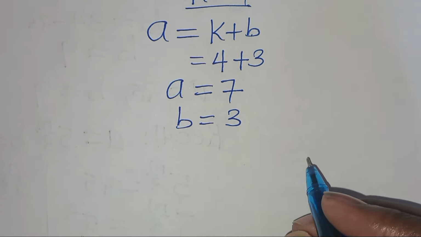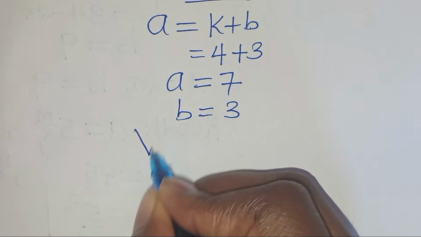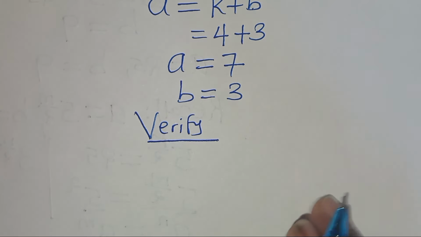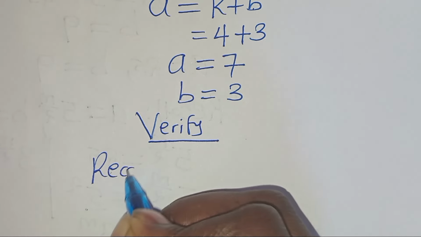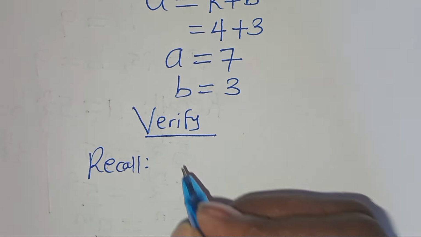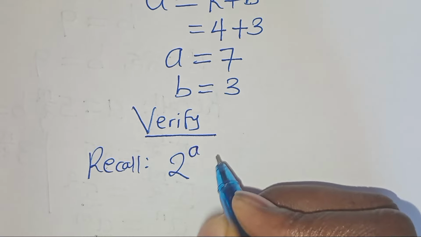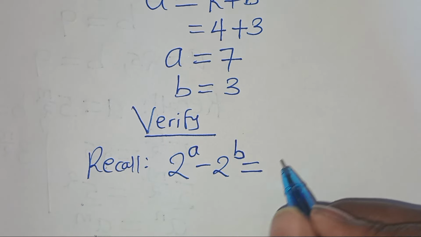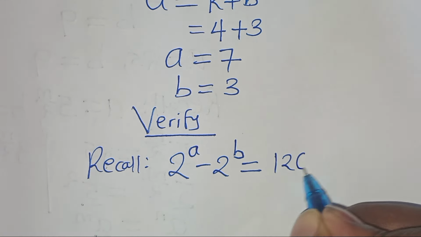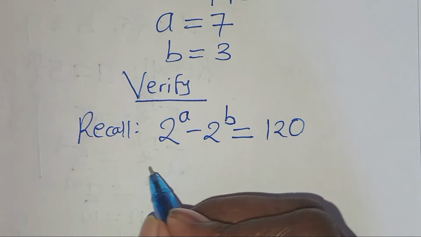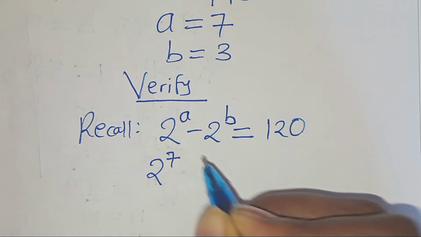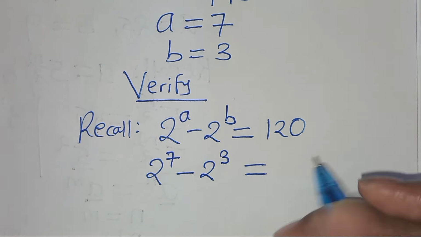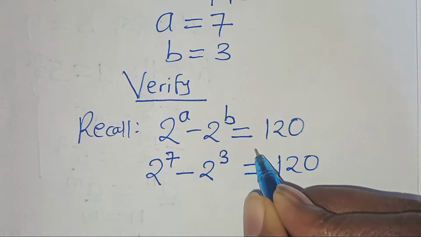So the next step from here is to verify. So let's verify that a and b satisfy the equation. Now, if you recall, we have that 2 to the power of a minus 2 to the power of b. This should give us a value of 120. Substituting the value of a here, so this means we have 2 to the power of 7 minus 2 to the power of 3. This is supposed to give us a value of 120.